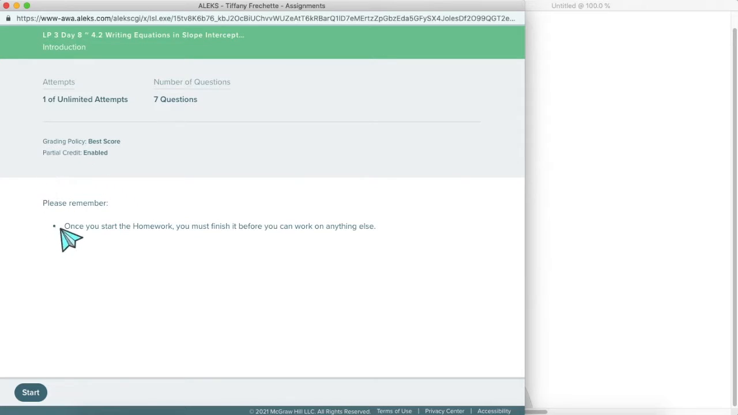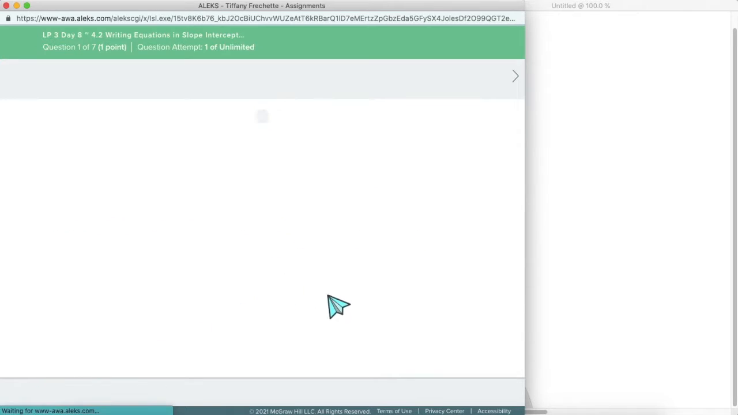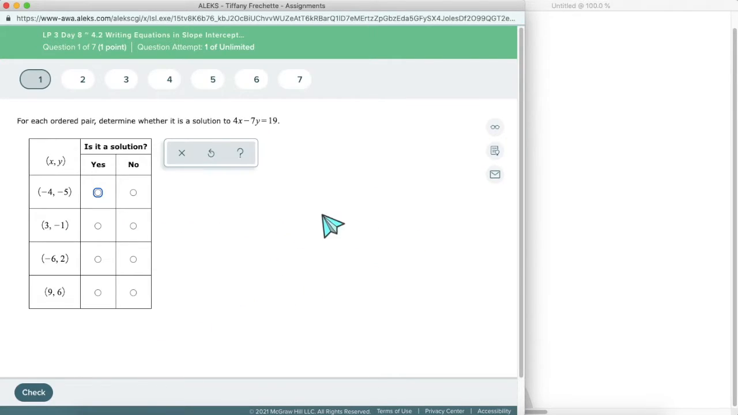So down here this says, once you start the homework, you must finish it before you can work on anything else. What that means is if I click start, and this is where the submit button is, I don't see this again on my screen, but you will see it down here in your bottom right corner, submit assignment. As soon as you want to leave this screen, even if you've only answered 1 question, click the submit assignment button. Otherwise, the program will lock you out of every other assignment and won't let you work on anything else until you come back in and submit this assignment.